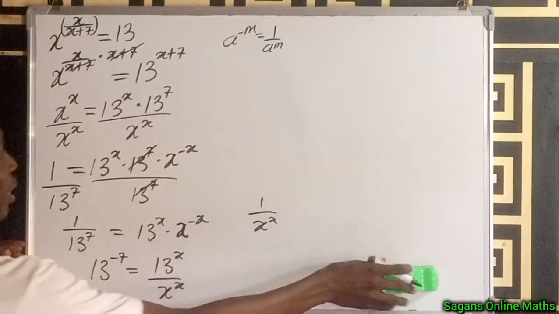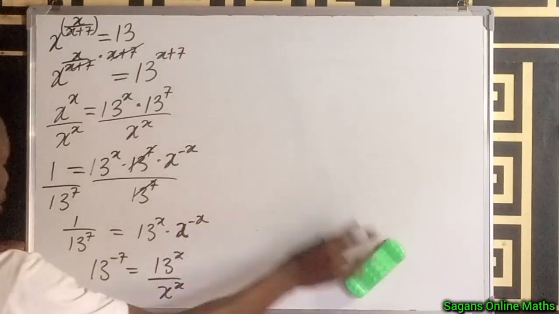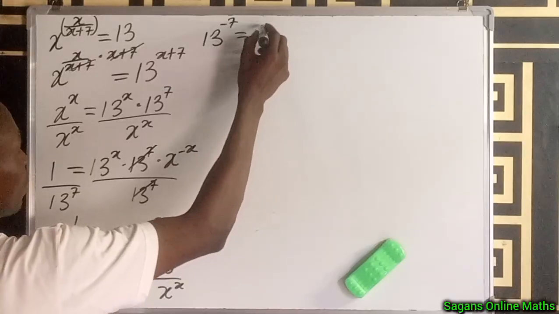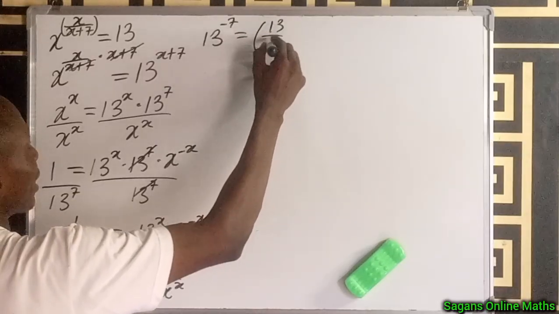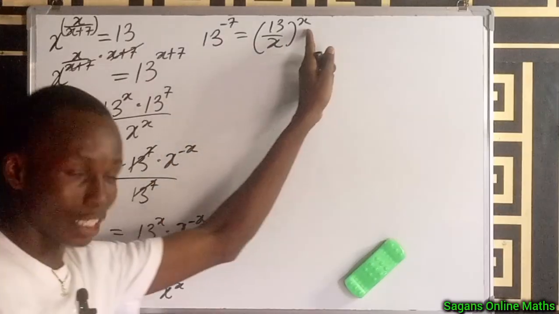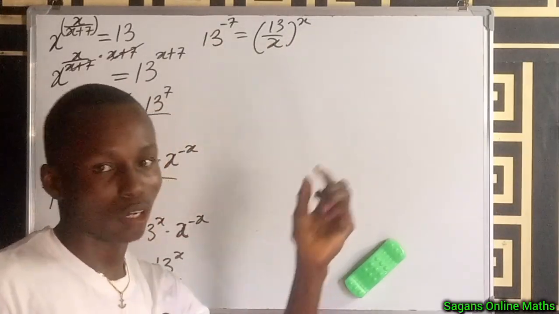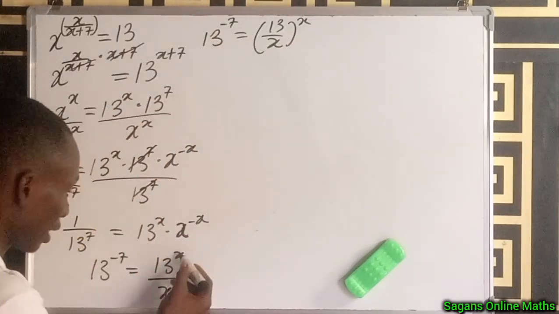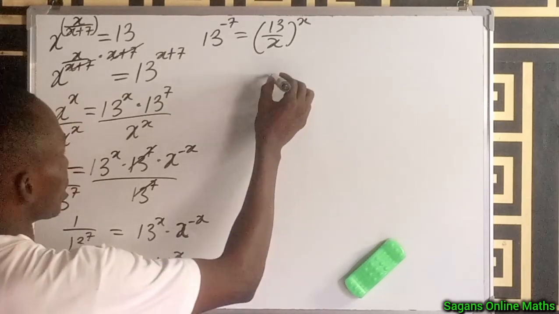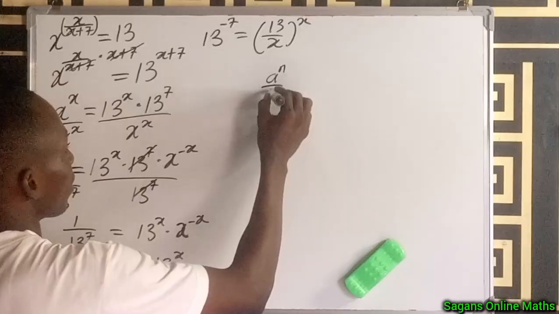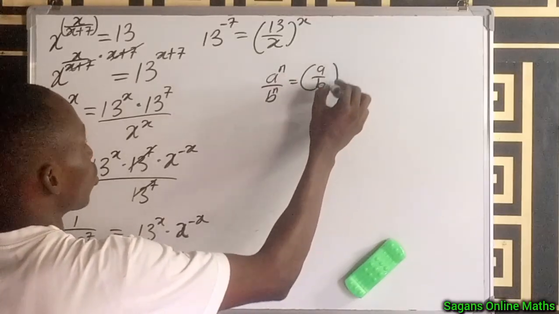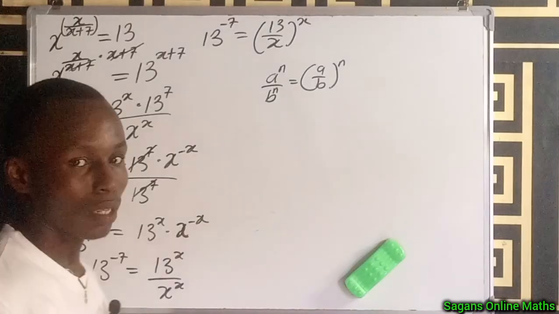And 1 times this will be the same as this, right? Now at this point, we have that 13 to the power of minus 7 is equal to 13 divided by x all to the power of x, because the power here is affecting the 13 and also affecting the x. So you're having x here, x here. Why are we doing so? Because one of the properties of indices says that a raised to the power of n divided by b to the power of n is equal to a divided by b all to the power of n. Have you seen that?